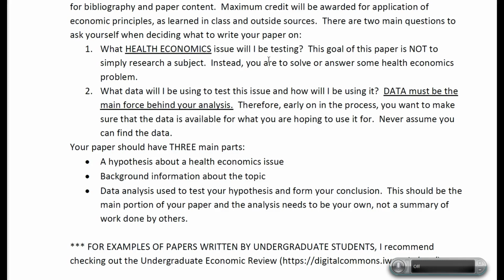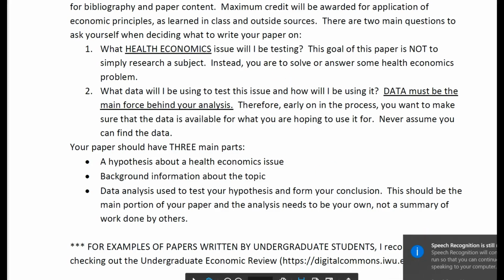Maybe a third of your paper will be background information discussing the work of others, but the rest of it is going to be your own analysis of data. So early on in the process, you want to make sure that you are able to find data. You need to make sure that the data is out there and you can test it.